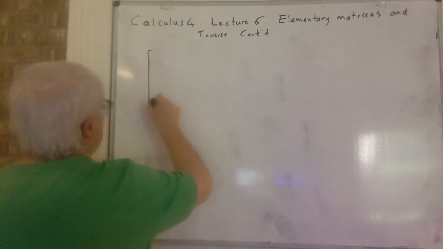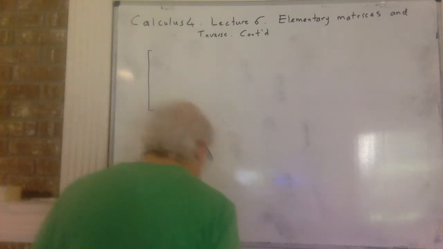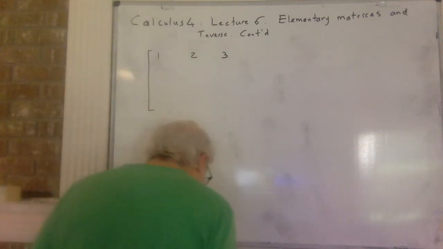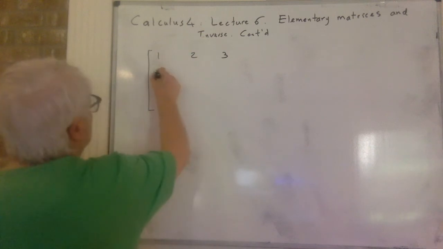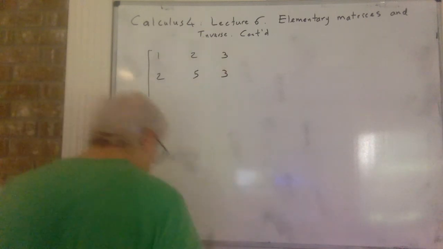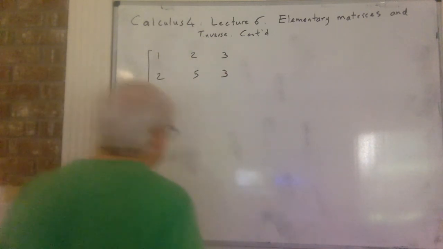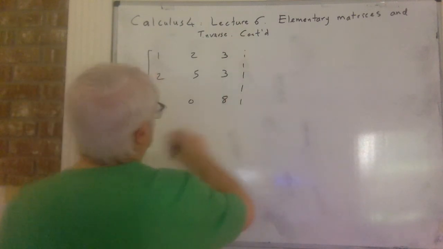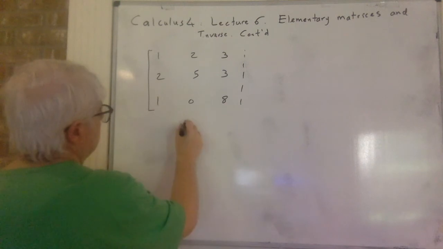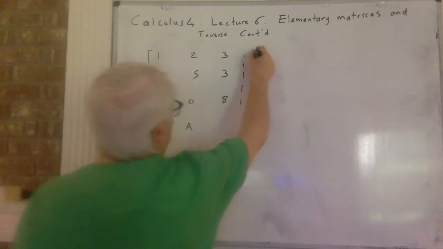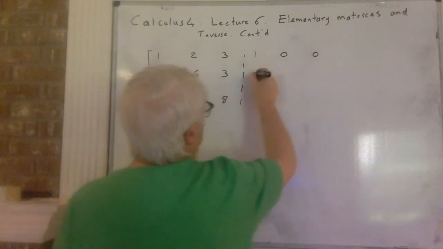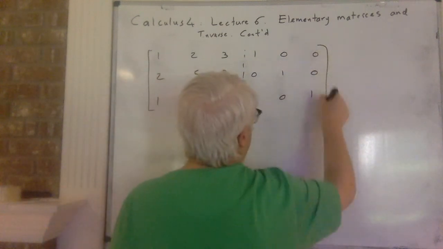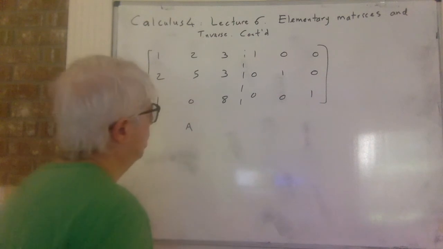So this is the matrix. The matrix is 1, 2, 3, and 2, 5, 3, and 1, 0, 8. So this is A, right? And 1, 0, 0, 0, 1, 0, 0, 0, 1. And this is I and C.